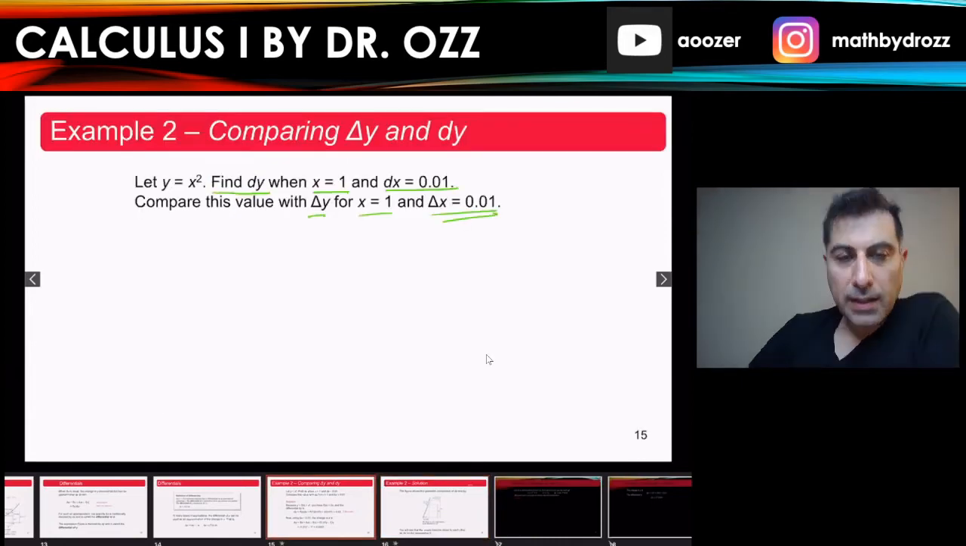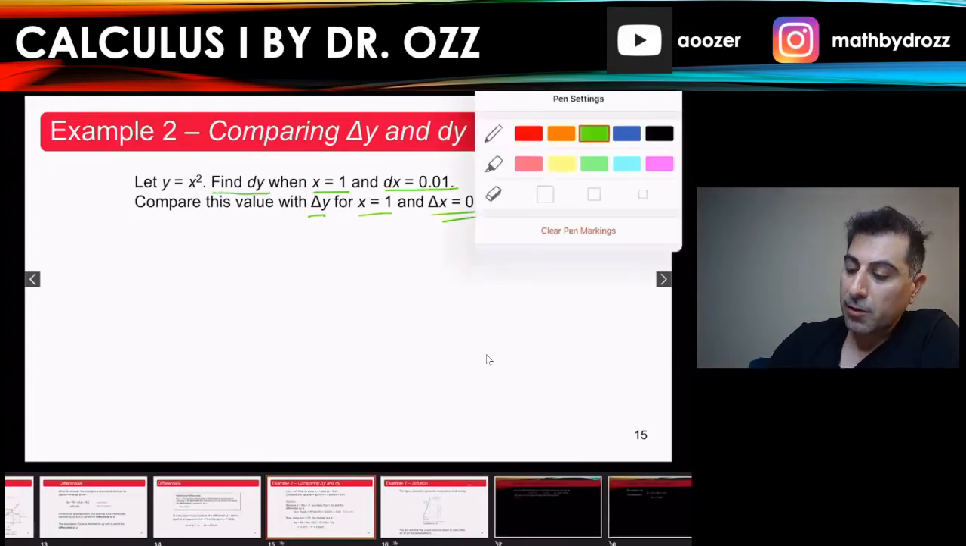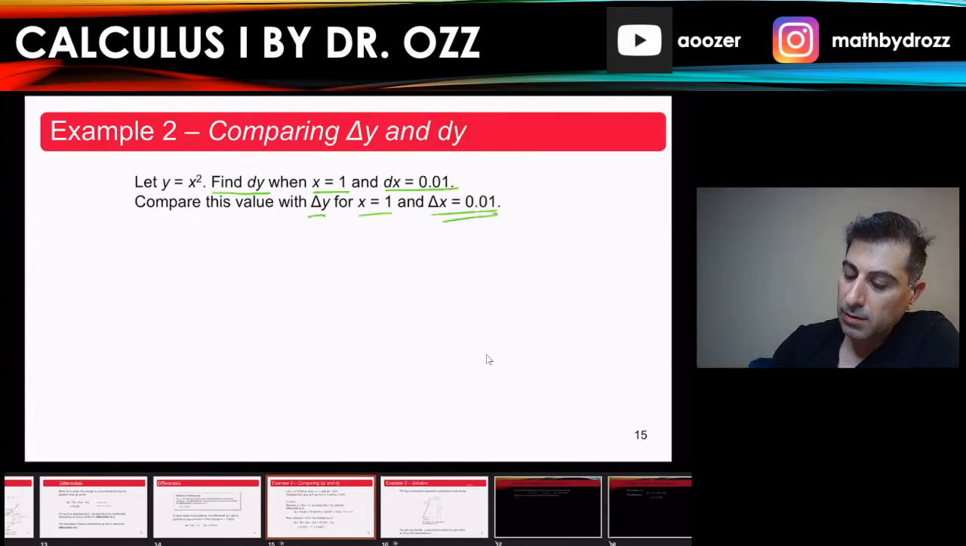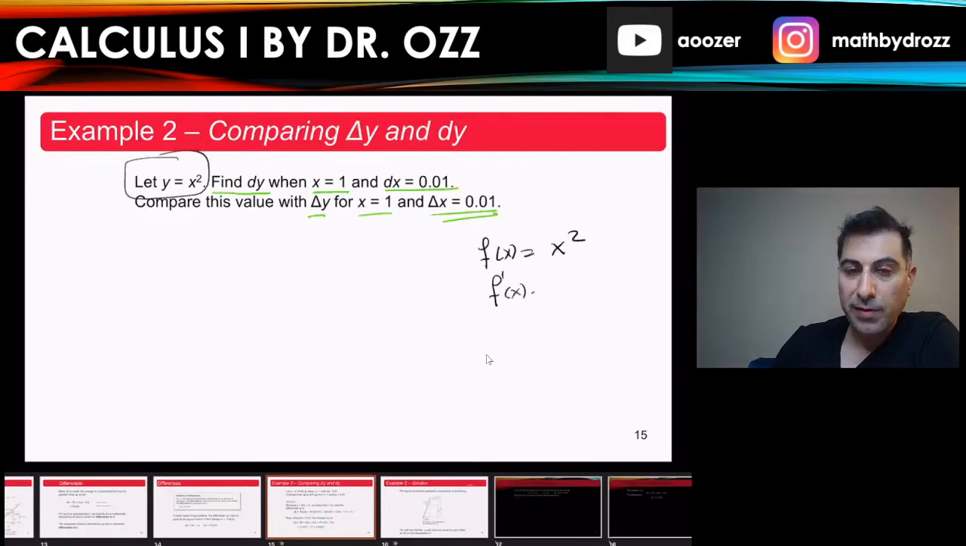All right, so to find the differential of y, we need the first derivative of the function. Okay, let's find that. So f of x equals x squared, right? This is the curve for what it does. Well, f prime of x equals 2x, okay?